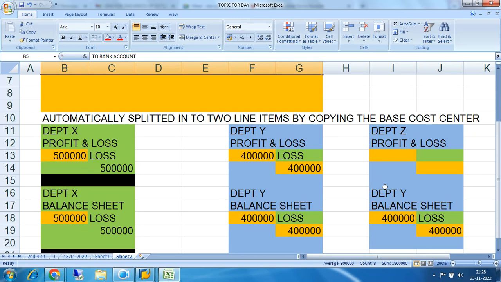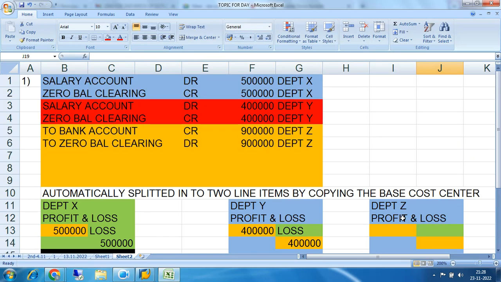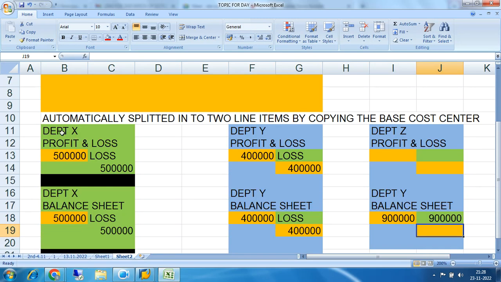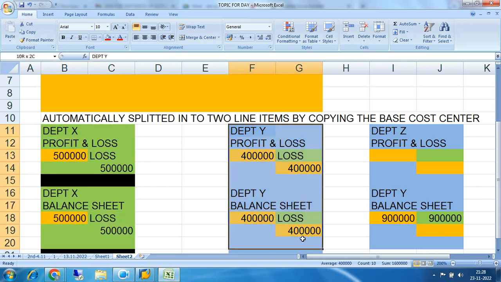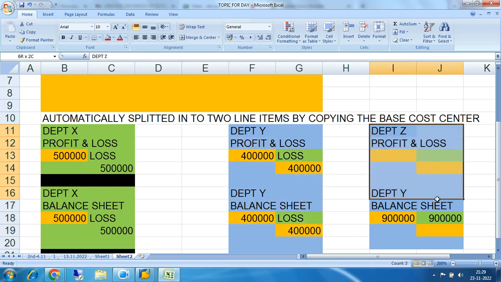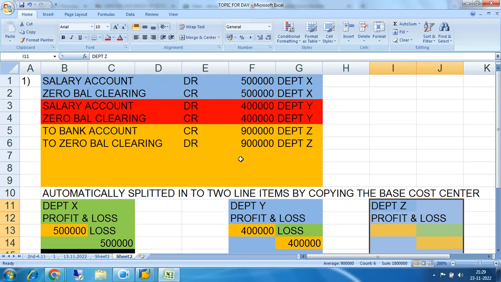So both the things are in the balance sheet. That means here is also balance sheet, and there is no profit and loss because there is no profit and loss treatment, and here is also balance sheet, right? So that's why automatically the profit and loss account and balance sheet for department X, department Y, or profit center wise will be fully possible.